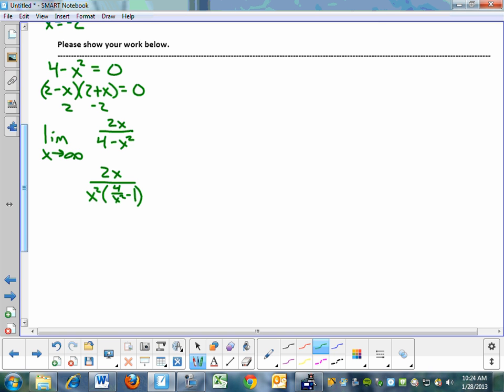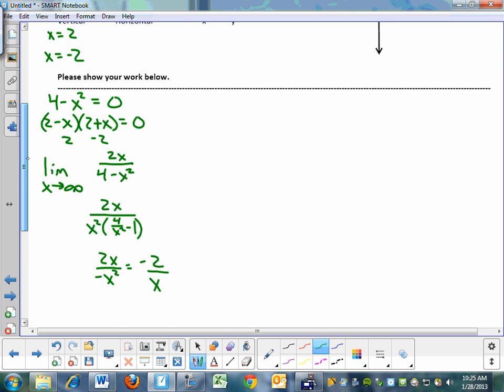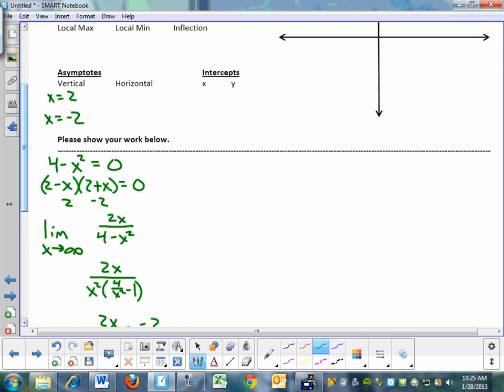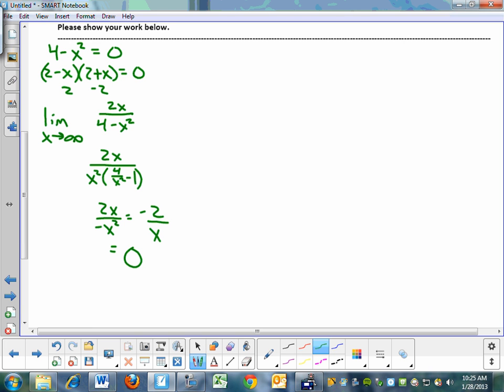Allow x to go to infinity, or to a very large number. Very good. You're going to get 2x over -x squared, which reduces to -2 over x. As x goes to positive infinity or negative infinity, doesn't matter. You're going to get a small number over a very, very large number. It goes to 0. So we do have a horizontal asymptote of y equals 0, or the x-axis. Okay? So our work with limits as x approaches infinity verifies that for us.